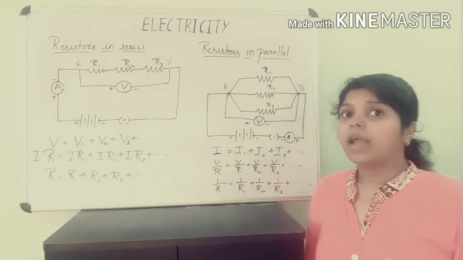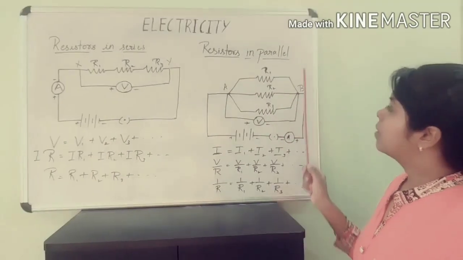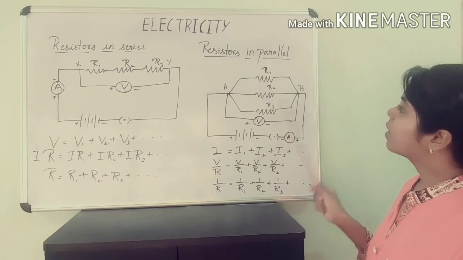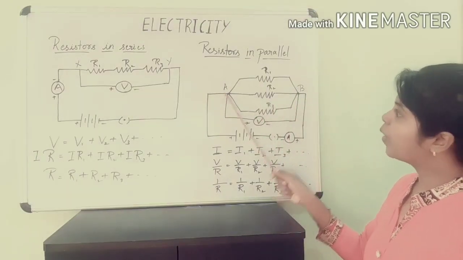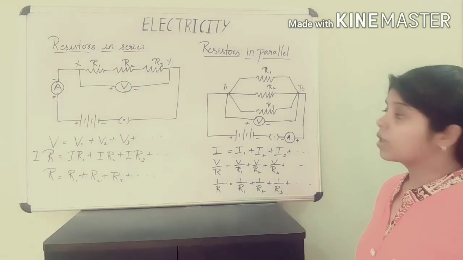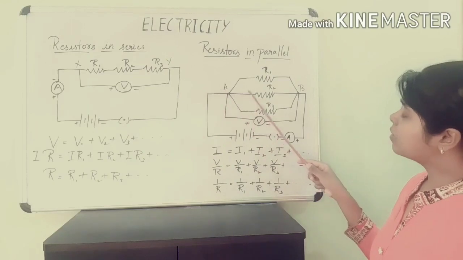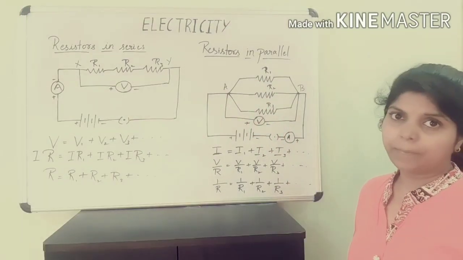Now let's see about parallel combination. Here resistors in parallel. R1, R2, R3 are connected in parallel. The one end of each resistor is connected to one point and the other end of each resistor is connected to another point. The current flowing through each resistor is different, but the potential difference is same.